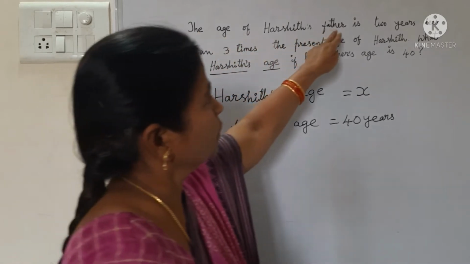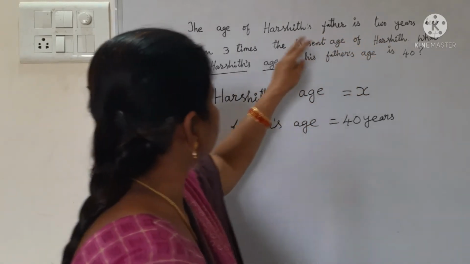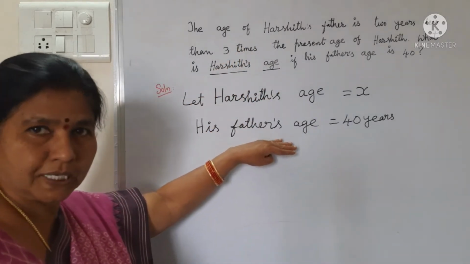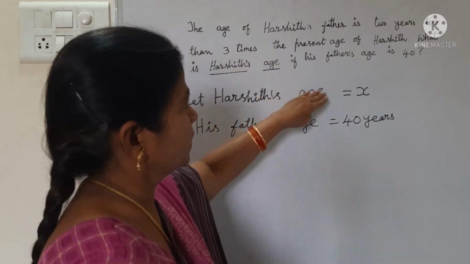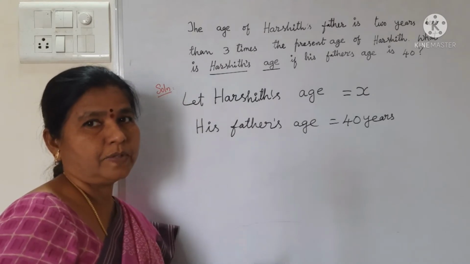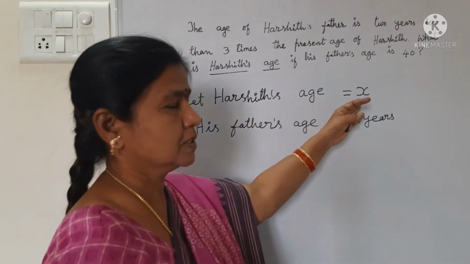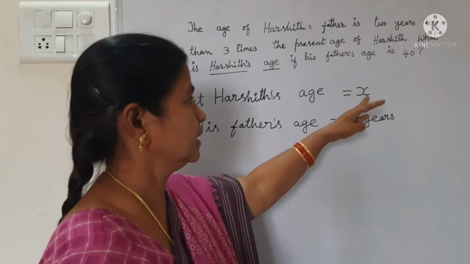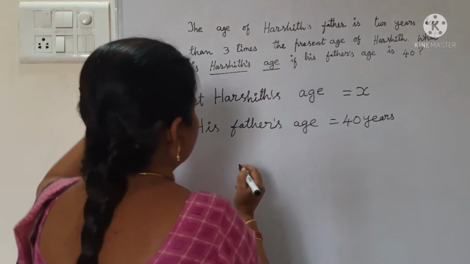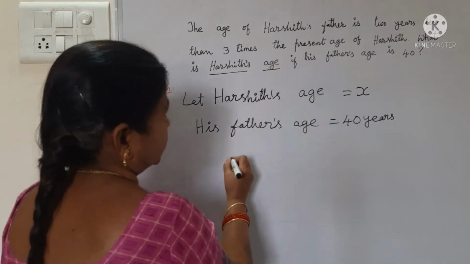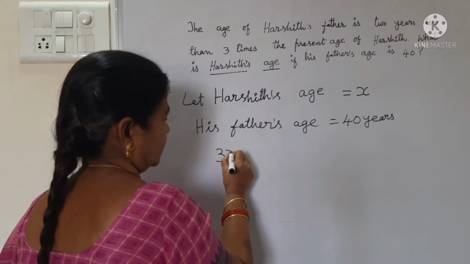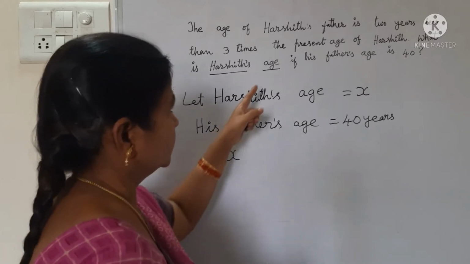The age of Harshit's father is 2 years less than 3 times the present age of Harshit. 3 times the present age of Harshit means 3x. So let us write this one: 3 times the present age of Harshit is equal to 3x.